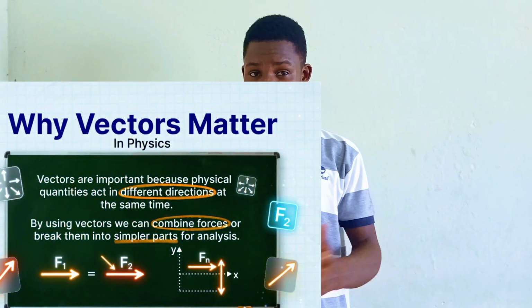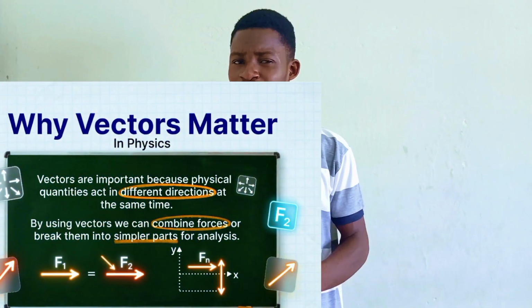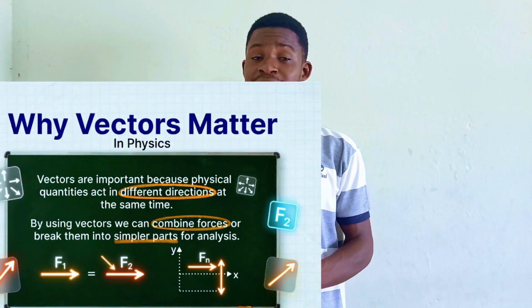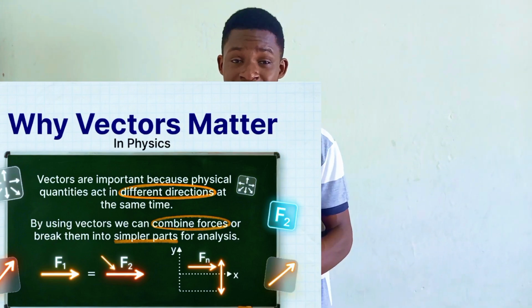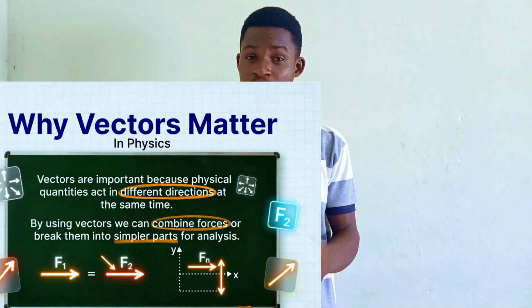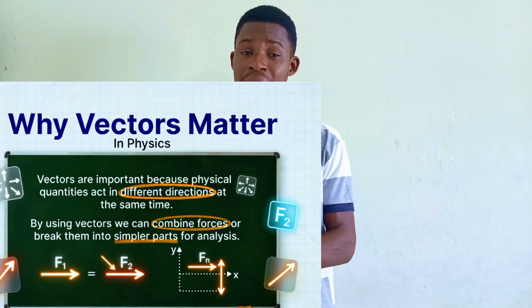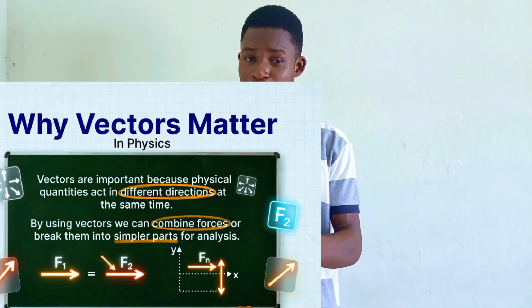Why do vectors matter? Vectors matter because in physics, many physical quantities act in different directions at the same time. By using vectors, we can combine them or break them into simpler parts for analysis. To break vectors into components, we need a very powerful mathematical tool called trigonometry.